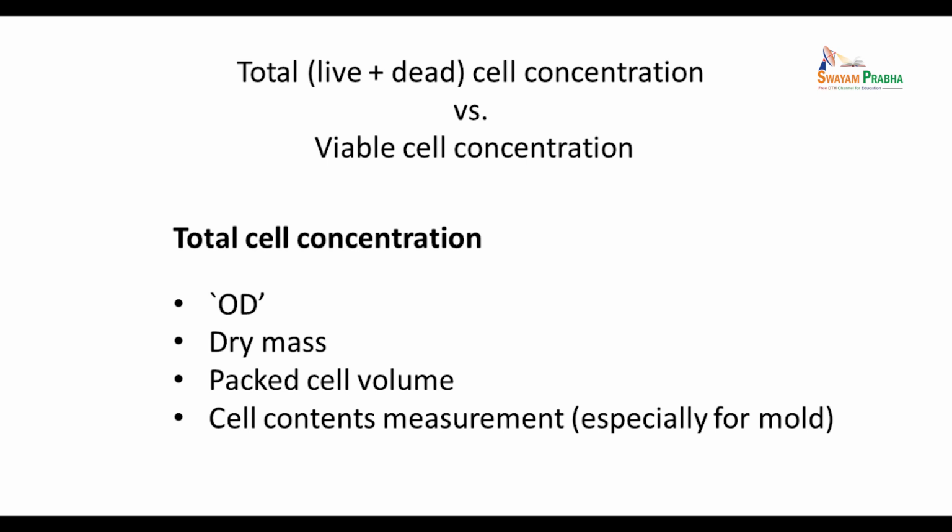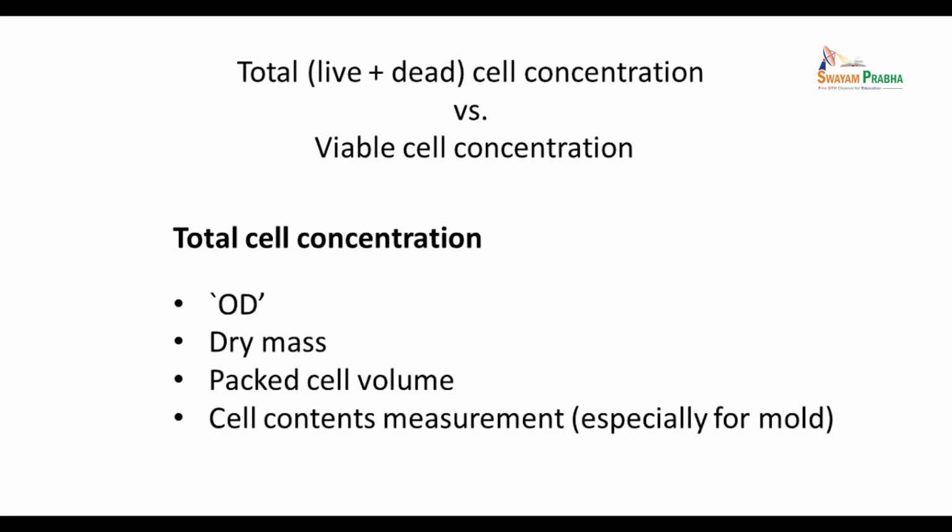The first one is what is called OD, or optical density. OD stands for optical density. It's a historic term. It doesn't represent what it measures, but we will talk about it. You could also measure dry mass. Take a large enough sample, dry it out completely, and then measure the mass. That mass came from a certain volume. Therefore, the mass of the cells divided by the volume gives you the total cell concentration.